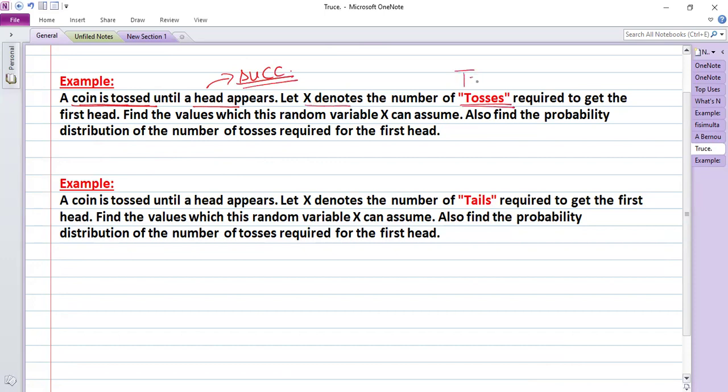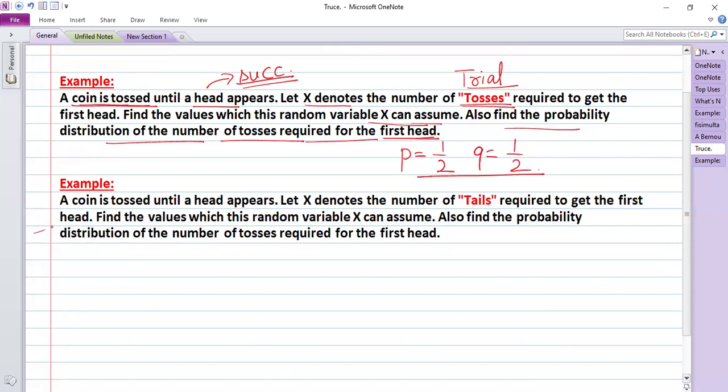Now, what is a toss here? It is a trial. Any toss is our trial, which results in exactly two outcomes: either head or tail, and if it is head, then success. You can work out what values X can assume and find the probability distribution of the number of tosses for the first head. This is just the previous case. I am leaving it as homework for you. Here P is 1 by 2, and Q is also 1 by 2.